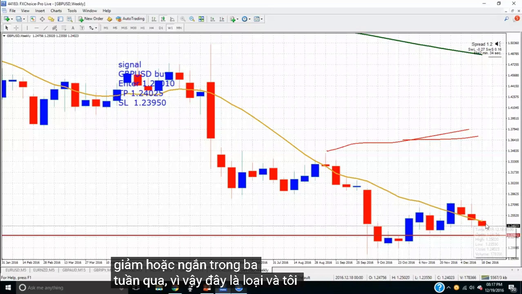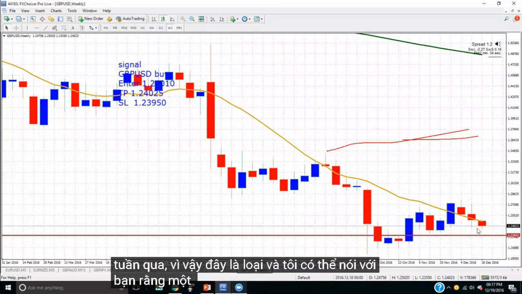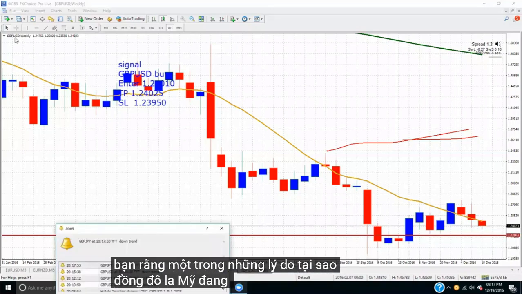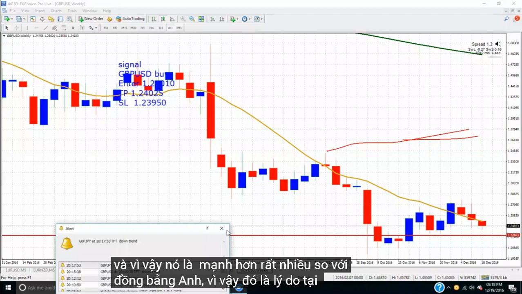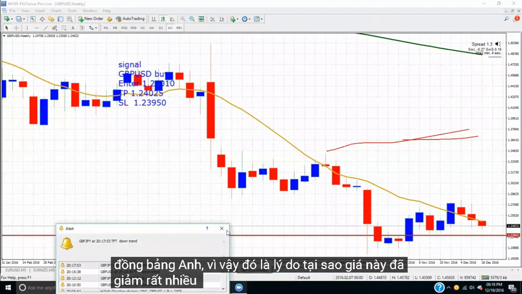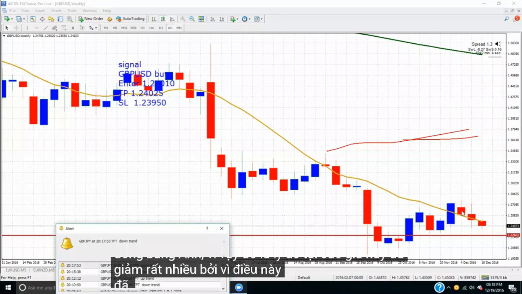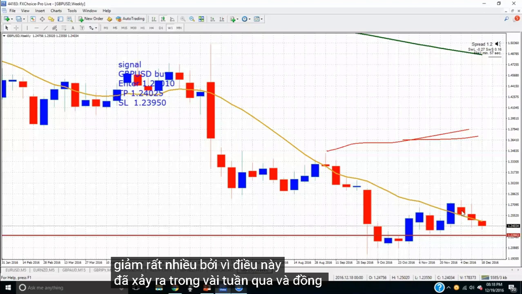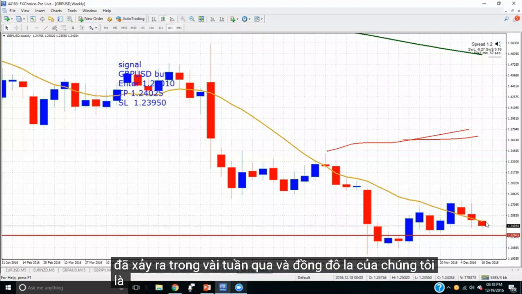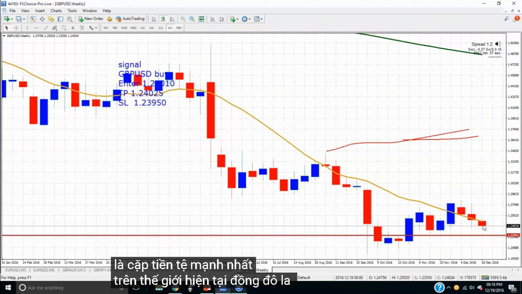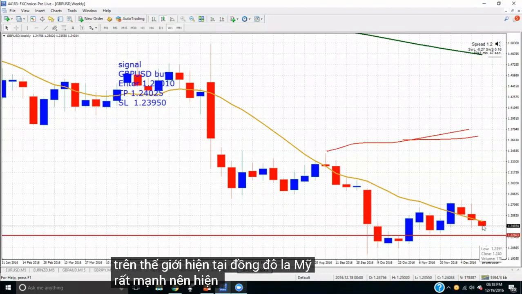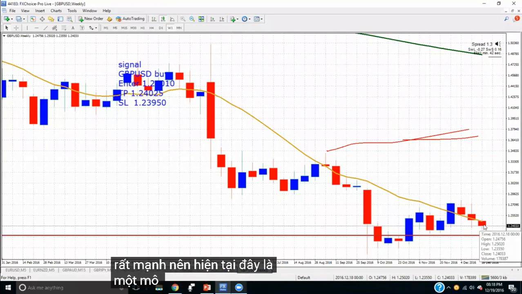I can tell you that one of the reasons why is the US dollar is extremely strong right now. It's a lot stronger than the pound. That's why this price has been dropping so much, because this all happened the last few weeks, and the dollar is the strongest currency in the world right now. The US dollar is very, very strong. So right now, this is overall a sell pattern.